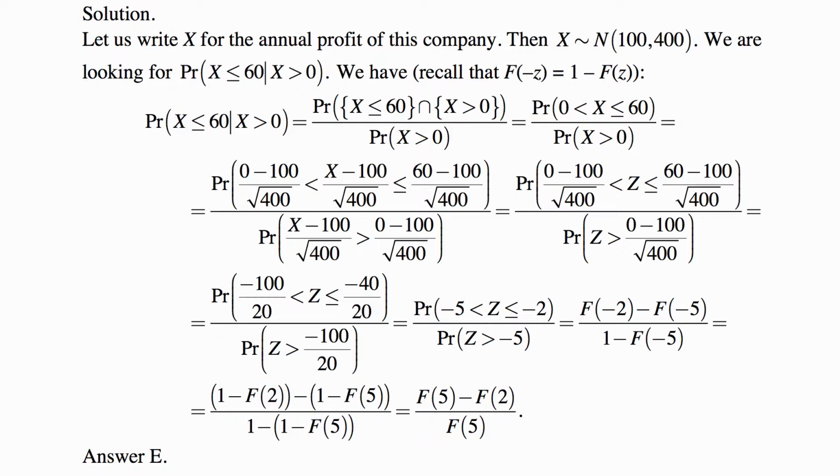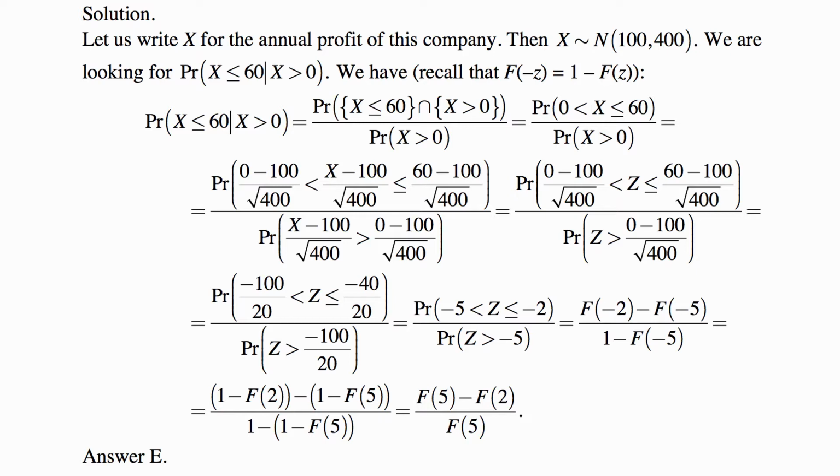And now we subtract the mean and divide by the standard deviation for this X. And when we do this, we standardize the distribution. So X minus 100 divided by square root of 400 is the same thing as Z, because it's a normal distribution with mean of 0 and variance of 1. Okay, so we subtract 100 and divide by square root of 400 on both sides of each inequality. And we get what you see at the beginning of the second line. Then we replace X minus 100 over square root of 400 by Z. Then we do a little bit of calculation.